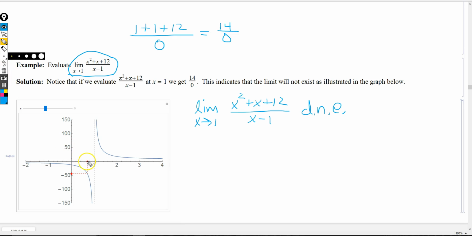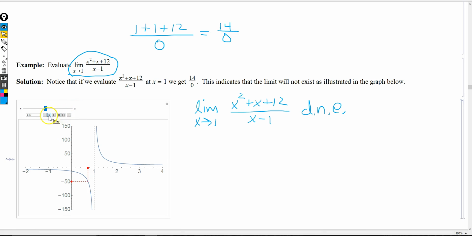Notice as x approaches 1 from the left, the function goes down to negative infinity. And as x approaches 1 from the right, the function is breaking upward towards positive infinity. And we can also see that from this graphic. Notice if I let the red dot, the x on the x-axis, approach 1, the dot on the y-axis is the function value. That goes to negative infinity.